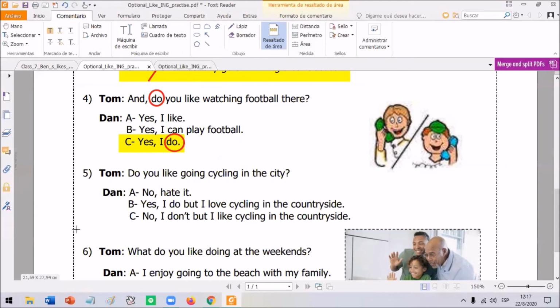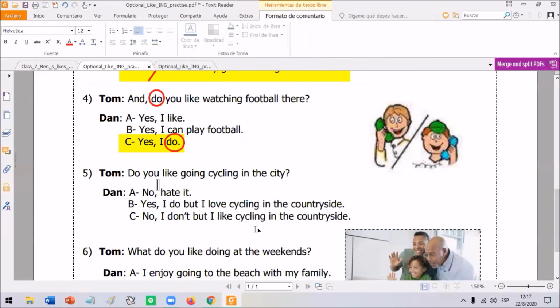Oh, okay. Vamos por partes. La primera. No, hate it. Yo antes la leí mal. Leí I hate it. Si no te diste cuenta, ¿sí? Ya te dije cuál era el error. Acá falta la persona, justamente. ¿Ok? Tendría que decir, para que fuera correcta, no, I hate it. Pero no dice eso. Entonces no me sirve.